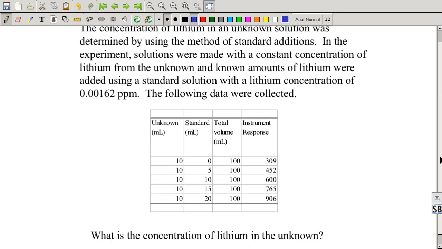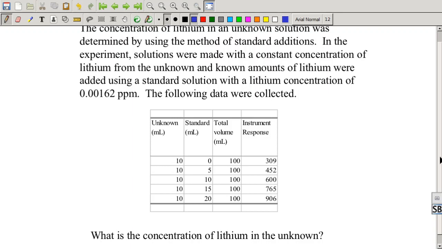What's hard about this for most students is figuring out what's really happening here. And I've been racking my brains about this for a long time. In this particular case, we have an unknown solution that contains very low quantities of lithium, apparently. We also have a standard solution with a known concentration of lithium of 0.00162 parts per million, which would be 1.62 parts per billion. It's a very low concentration.